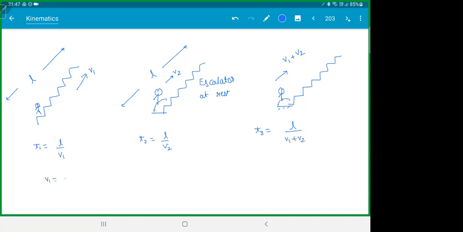So V1 will be L by T1. V2 would be L by T2 and just add up here. L3 would be L by T1 plus L by T2. This would be T1, T2 by T1 plus T2. Check. Easy.